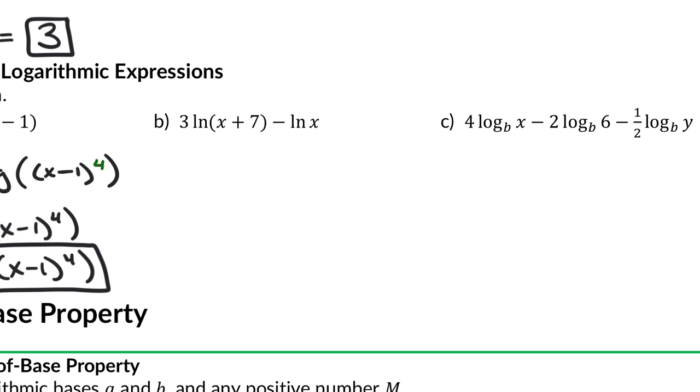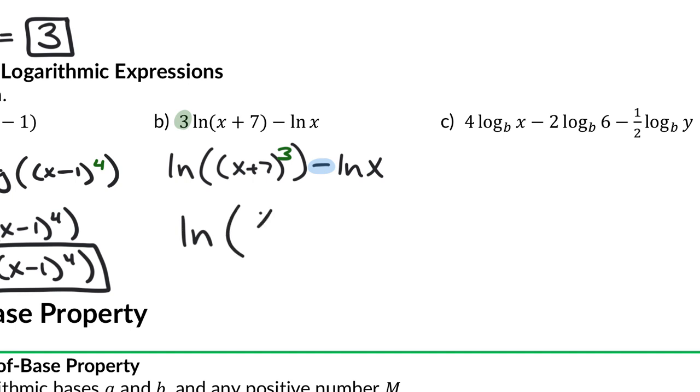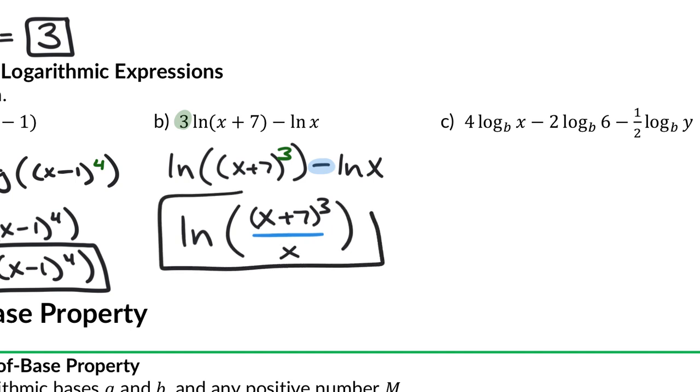All right, what do you notice first? The 3, good. That's what I noticed first too, which means we can take that 3 and create an exponent out of it. This is the natural log of x plus 7 raised to the 3rd power minus natural log of x. What's the next thing that your brain is looking at here? The little minus sign. Minus becomes what when we're condensing? Division. So this will become the natural logarithm of x plus 7 to the 3rd power divided by x. And voila, we're good.